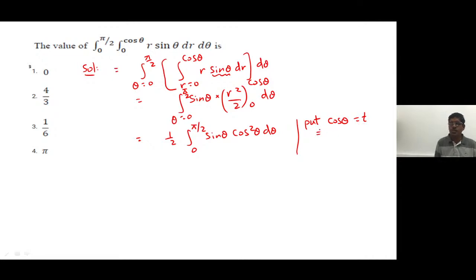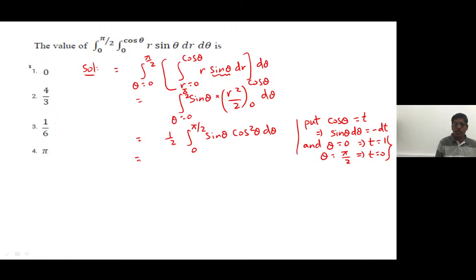So differentiate both sides. Cos theta derivative is minus sin theta. Cos x derivative minus sin x, sin x derivative plus cos x. So minus sin theta d theta can be written as, now sin theta d theta is equal to minus dt. Now finding the new variable limits. Theta lower limit 0, so cos 0 is 1, t lower limit is 1. Theta upper limit is pi by 2, cos pi by 2 is 0, so t upper limit 0. So t limits 1 to 0.